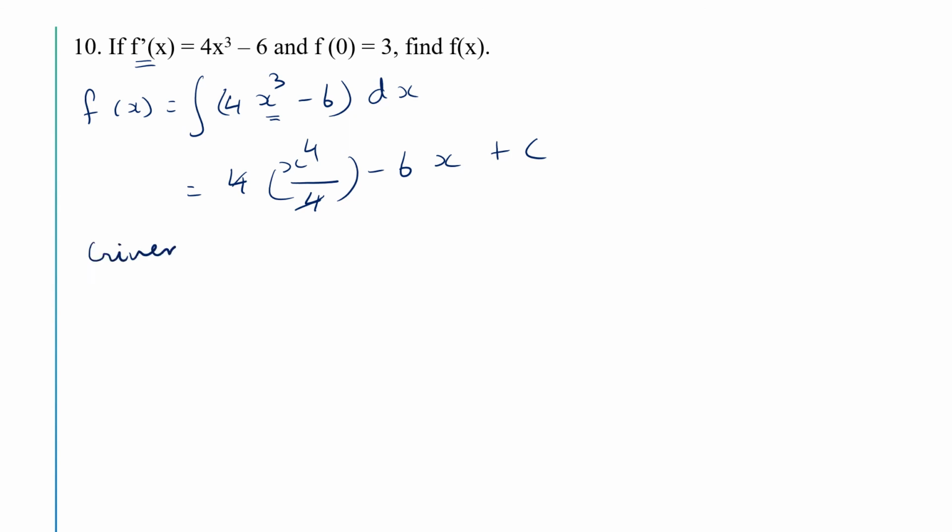Given f of 0 is 3. So f of 0 equal to 3 implies if we substitute x as 0 here, we will get c is equal to 3. Therefore, f of x is equal to x raised to 4 minus 6x plus 3.